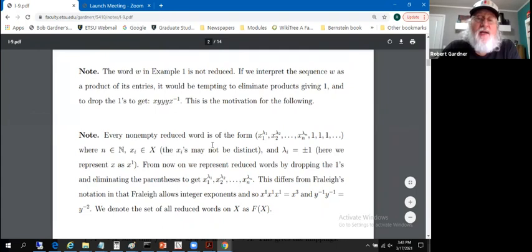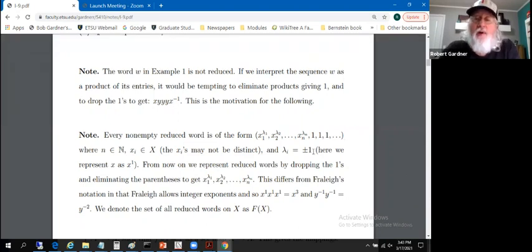So for every non-empty reduced word of the form x sub 1, lambda sub 1, x sub 2, lambda sub 2, and so forth through x sub n, lambda sub n, and then it's all 1s. So if this is a reduced word, one comment here, we're taking the exponents to be plus or minus 1s. So there's only x's and x inverses. There's not x squares. There's not x to the negative 2s, not in Hungerford. So from now on, we'll represent reduced words by dropping the 1s, eliminating the parentheses, and we would rewrite this reduced word in terms of just these symbols here. Remember, the exponents are plus or minus 1.